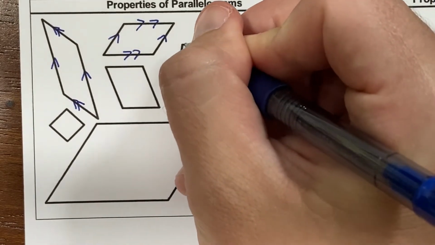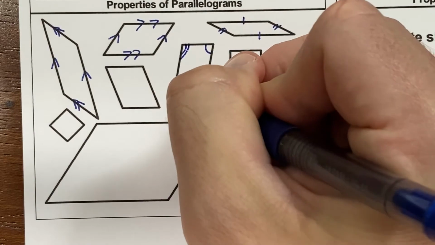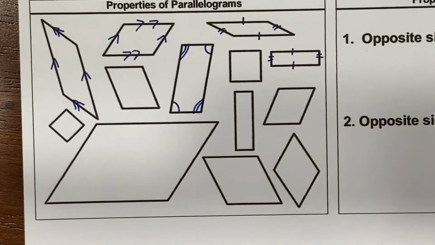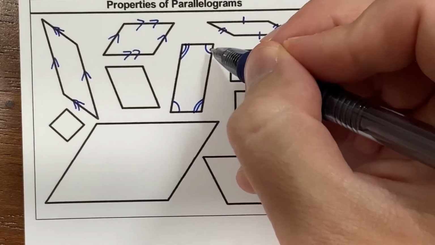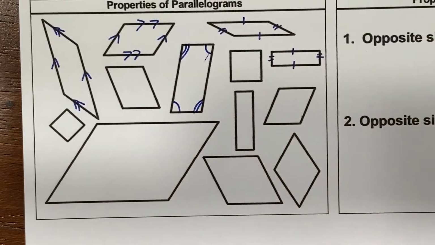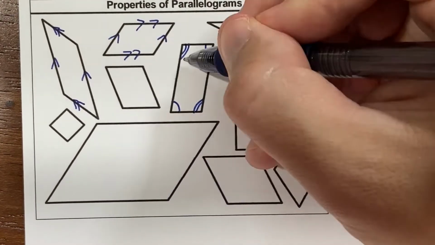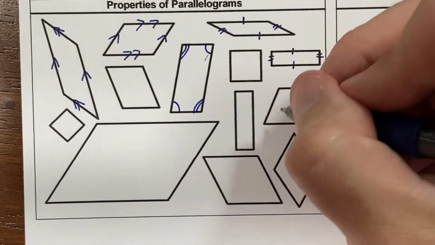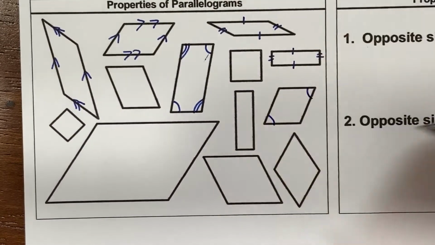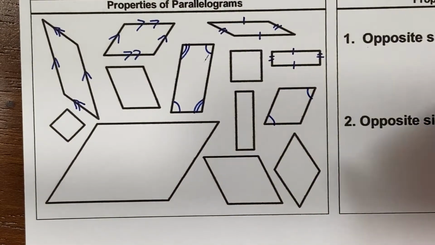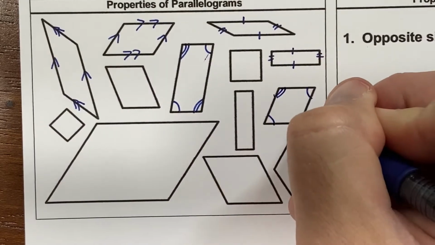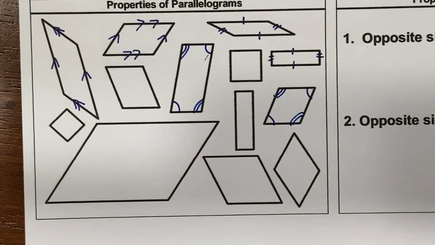If I wanted to show that these angles were congruent, those are opposite angles. They're congruent. I put 2 because we had already marked one set with 1. So these are congruent. They're opposite. These are opposite angles. They're congruent.